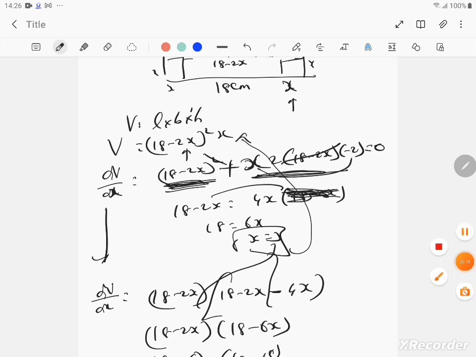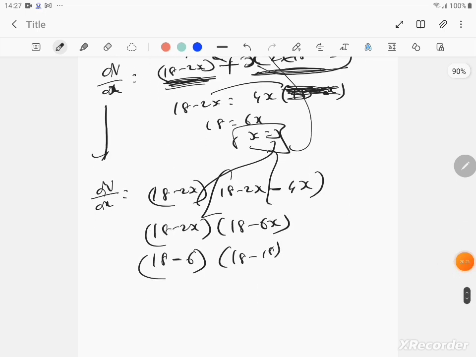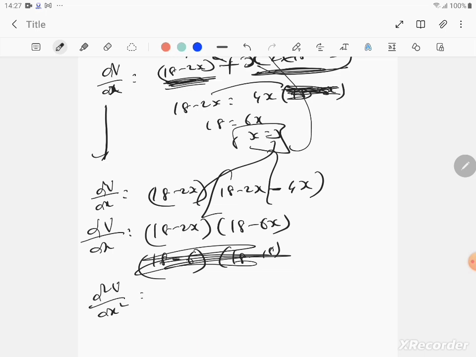One second. Again, did I do the double differentiation? No. See, I didn't do the double differentiation. This is just dv by dx. I just consolidated and wrote. Again, I'm forgetting where I'm doing double differentiation.